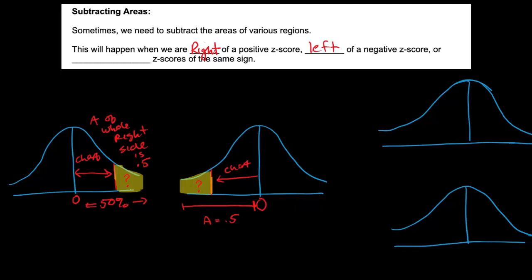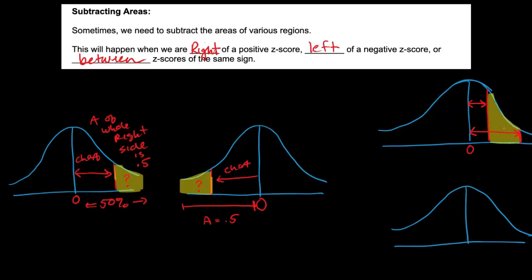And then the last scenario, which I created two pictures for because it could be one of two things, would be if we want to find the area between two z-scores of the same sign. So let's say we have two positive z-scores. That would look like this. If we wanted to find the area between them, it would be this area. Now the chart could give us the area between 0 and the first z-score. It can also give us this area from between 0 and that second z-score. And so what we're going to have to do is subtract the larger area minus the smaller area the chart gives us, and that will give us that shaded region.